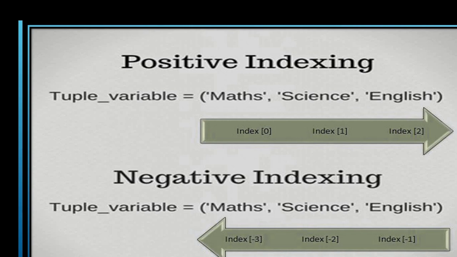Next we have positive indexing. Tuple variable equal to, if you have 3 strings like maths, science, English, then index positions will be assigned like index of 0 for the first one, second element is index of 1 and third item is index of 2. And negative indexing, same values but minus 1 will be given to the last item. That is, English will get the value of minus 1, science is minus 2 and maths is minus 3. So this is negative indexing, which will begin from the last.